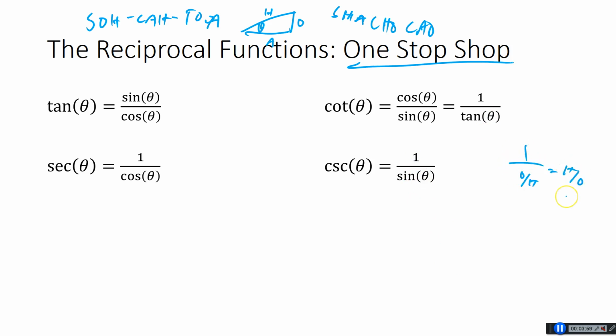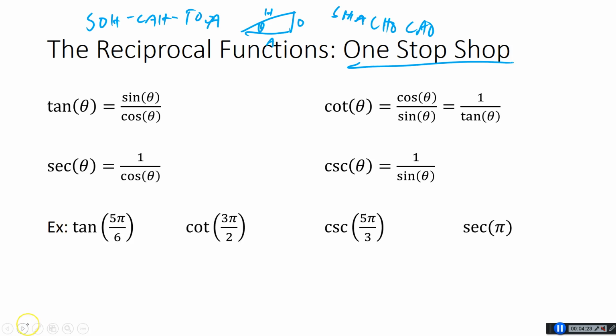hypotenuse over opposite. Right? So I call this the one-stop shop because if you know sine and cosine, this is all you need. Right? If you know sine and cosine, you just find tangent by doing sine over cosine. You do cotangent by doing cosine over sine, which is the same as the reciprocal of the tangent function, right? Because if you just flip this over, that would be the 1 over tangent. Secant is 1 over cosine, and cosecant is 1 over sine. So you can use this. The key to this is you have to know sine and cosine really well, right?